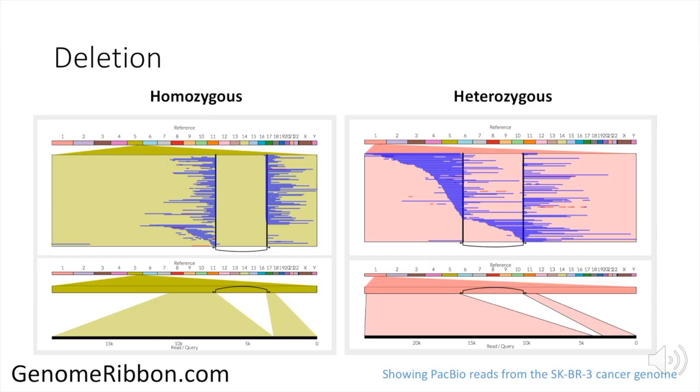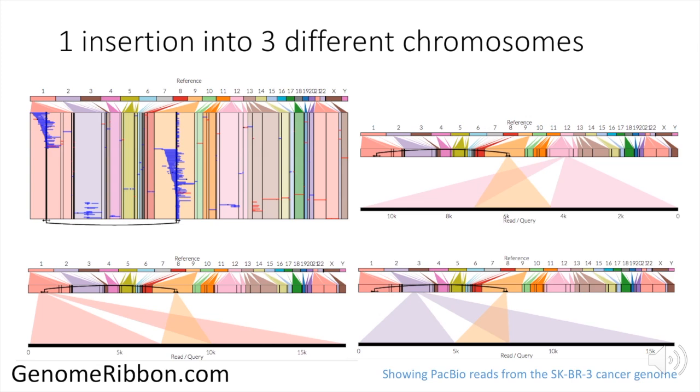Now let's look at a couple of examples of different variants that we can see using Ribbon and how they're going to look. So here's two deletions. One of them is homozygous and the other is heterozygous. So you can see how there are some reads that just get split completely on the homozygous side, and that's all of them. And on the heterozygous side, you get about half the reads that are split over that deletion and half of them that just continue straight through, as if the variant is not there, because it's not there on the other homolog. And on the single read views at the bottom, we've selected one of the reads that shows the deletion, and so that's present there.